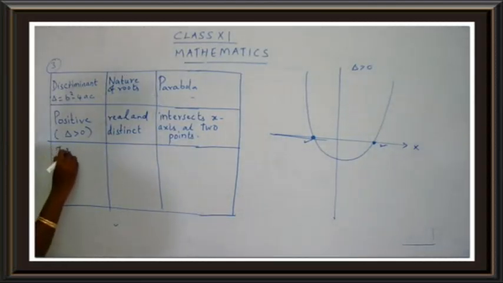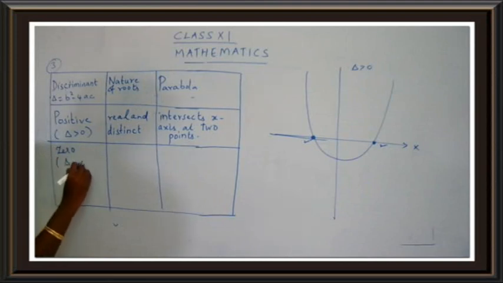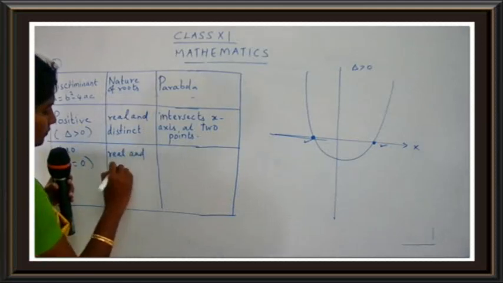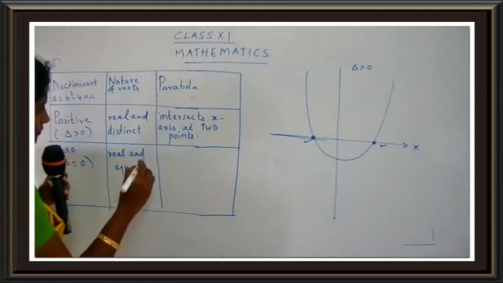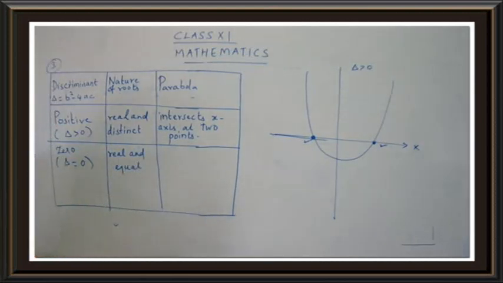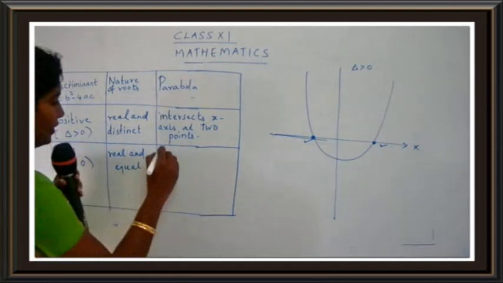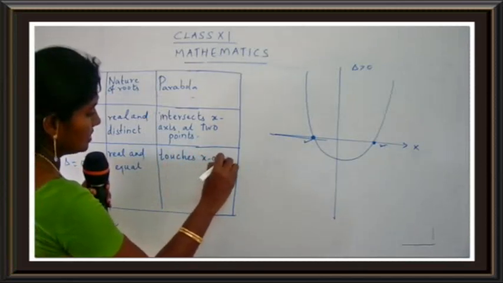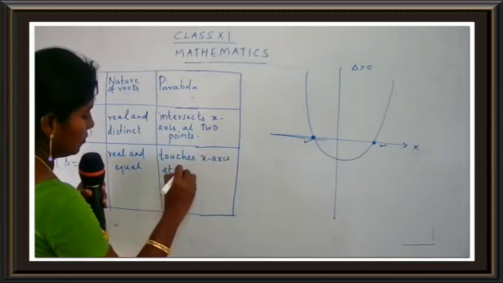Next is 0. When delta is equal to 0, real and equal. Touches x-axis at 1 point.